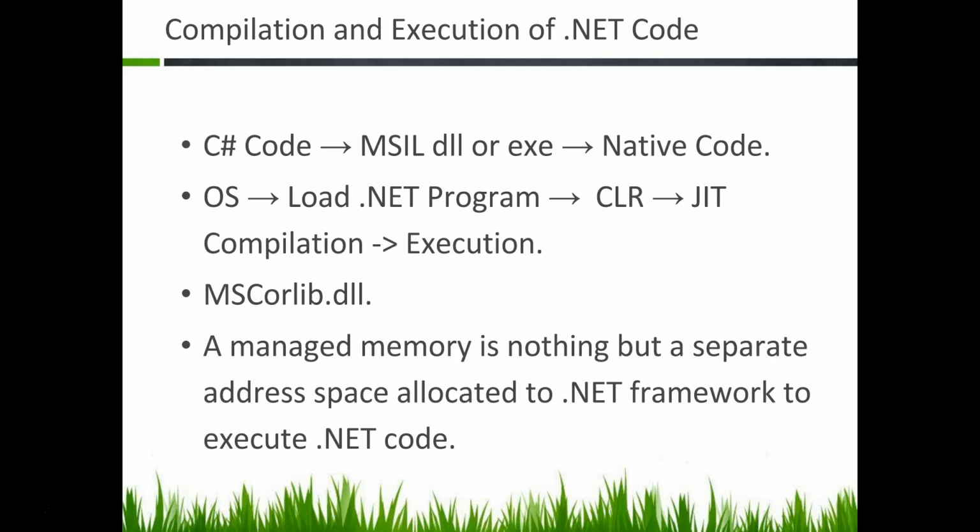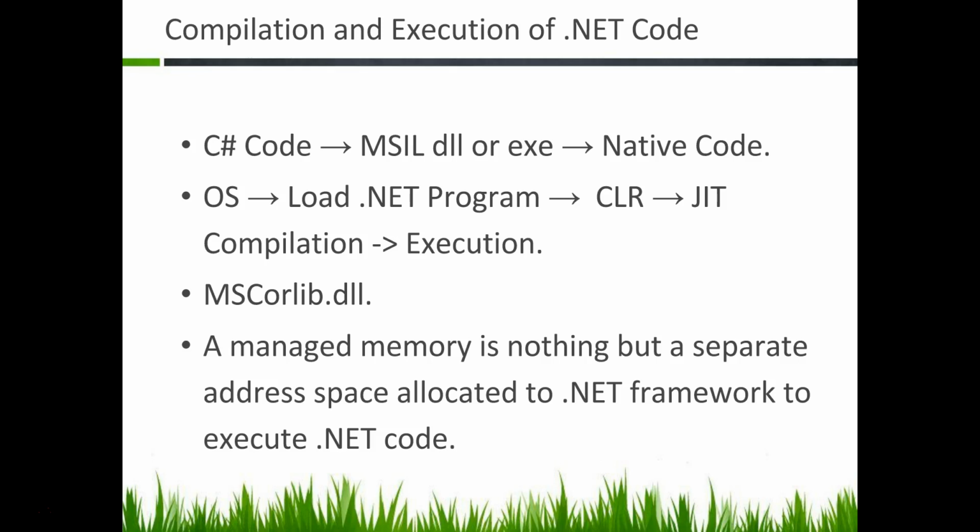So what happens when you compile and execute a .NET code? You have a C# code. When you compile, it compiles into MSIL, in a DLL or EXE, and then when you run it, it is converted into native code. The OS loads the .NET program, and as I said, it checks the header to find out whether it's a native EXE or a .NET EXE.